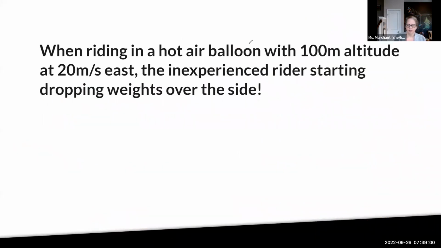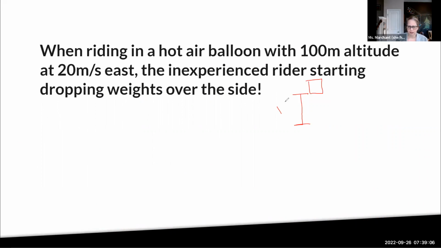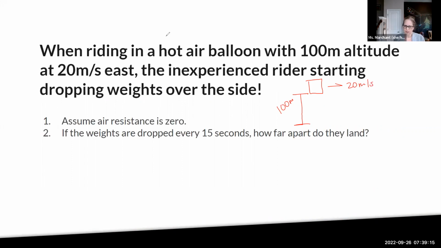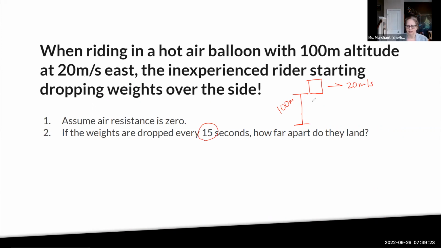Okay, when riding in a hot air balloon at 100 meters altitude, so there's my picture, 100 meters. It's going 20 meters per second east. Okay, what question do we have this time? Assume air resistance is 0. Now we know the weights are dropped every 15 seconds. How far apart do they land?